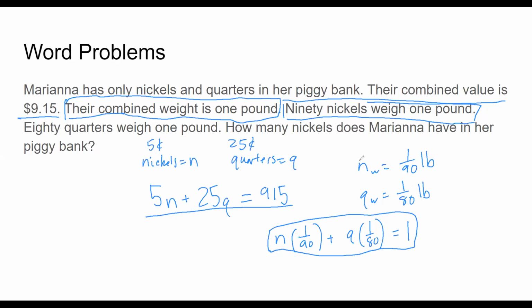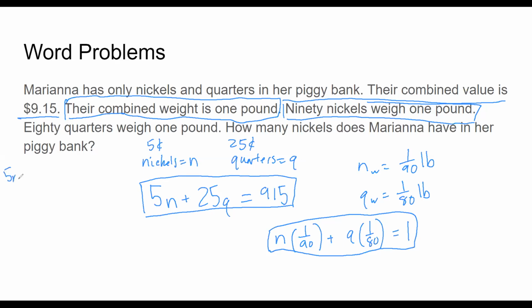what we say is that the number of nickels times the weight of each nickel plus the number of quarters times the weight of each quarter is equal to 1. So these are our two equations here. So now, once we have these two equations, we can go solve them. So let's look at our first equation here.